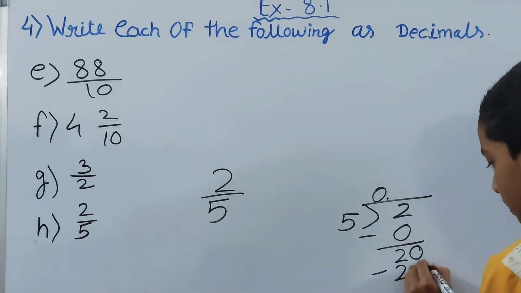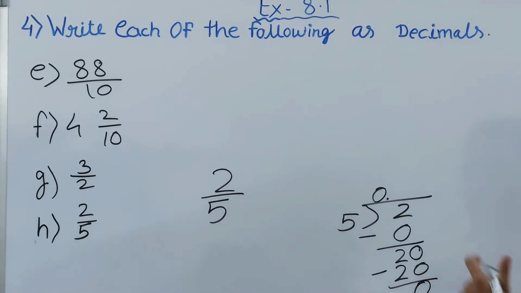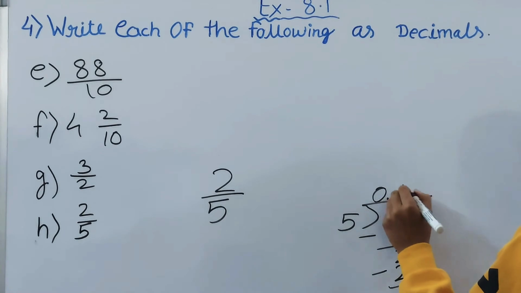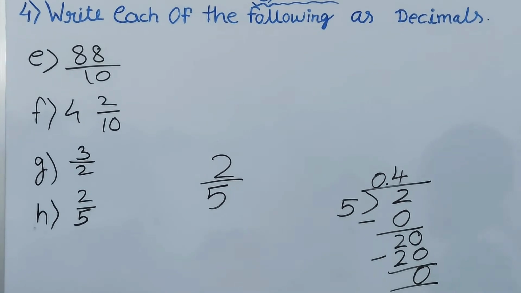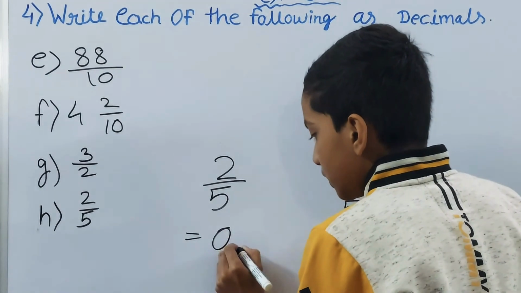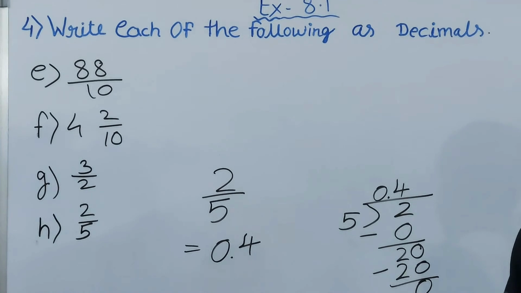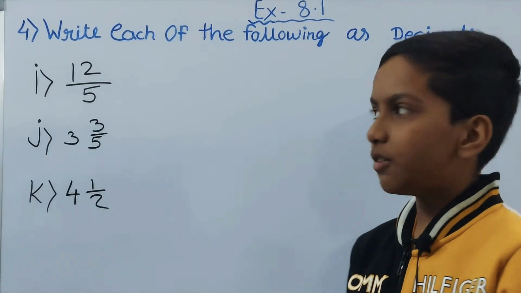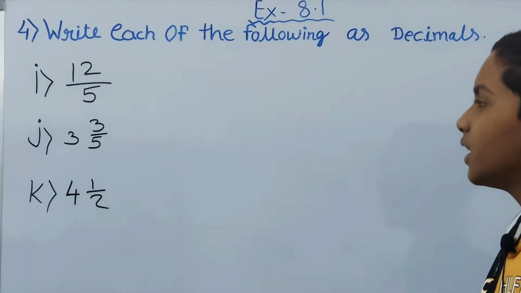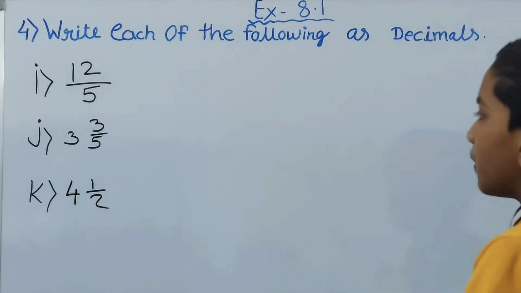Now we will subtract 20 from this. That will give 0, and 20 goes 4 times by the table of 5. So the answer becomes 0.4, which is the final answer of the H part. Now let's solve the last 3 parts over here. So this is the I part, which is 12 upon 5.